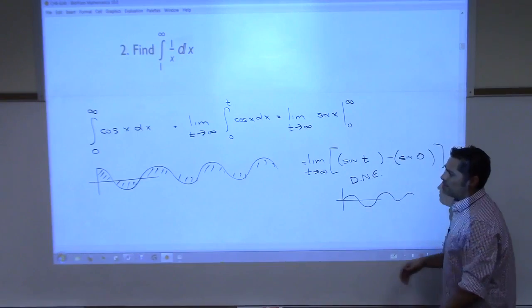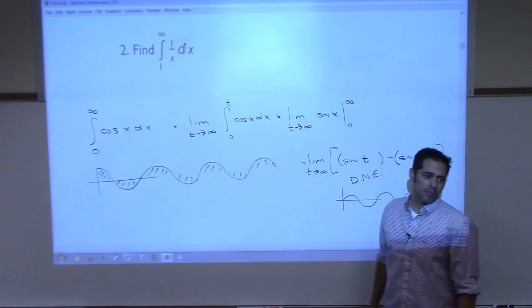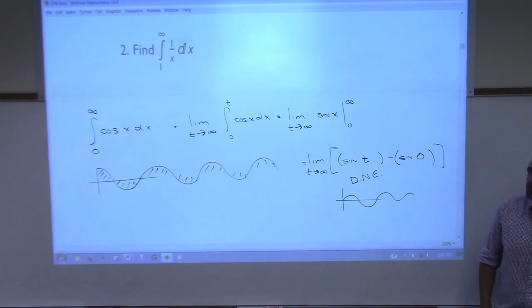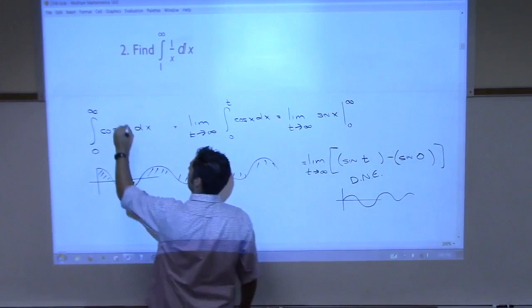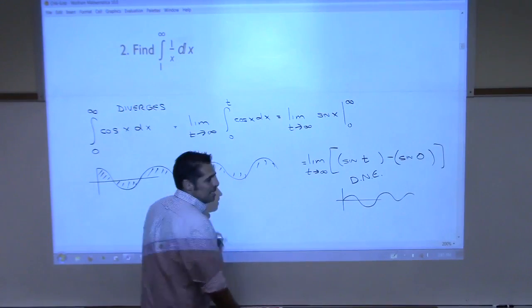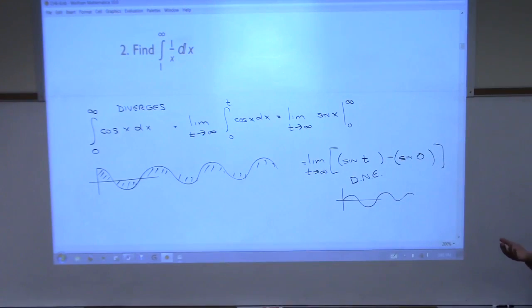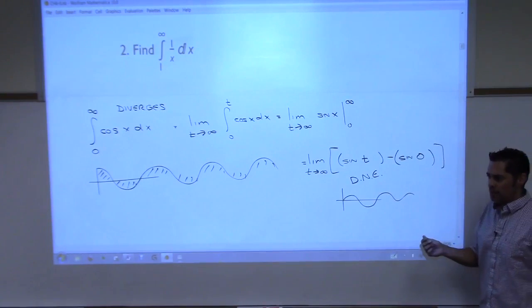DNE, does not exist. That means this integral diverges. All right? So the answer to this would be that this diverges. So diverges does not mean infinite. Now, if your answer is infinity, it diverges. But you don't need infinity for it to diverge. Does that make sense?